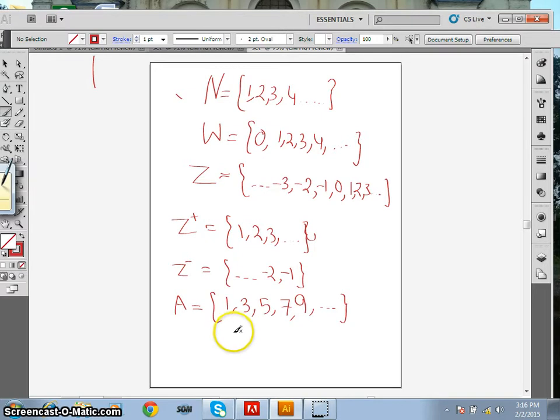These are called odd natural numbers. If I put plus minus, meaning both positive and negative, for all these numbers, then what do we call them? They are odd numbers, but which one? Now they are called odd integers.